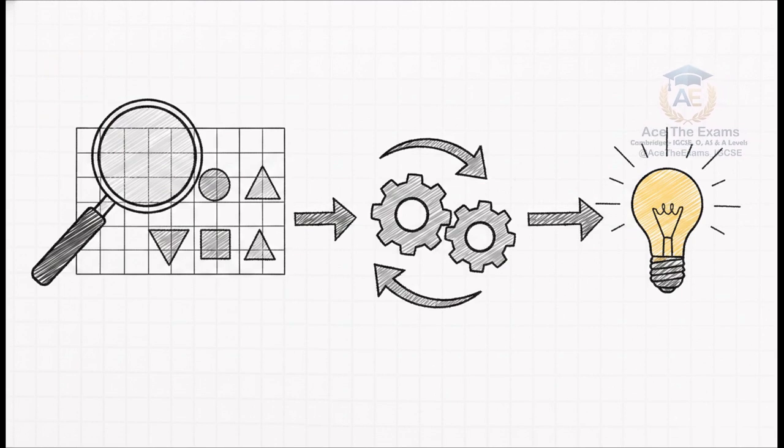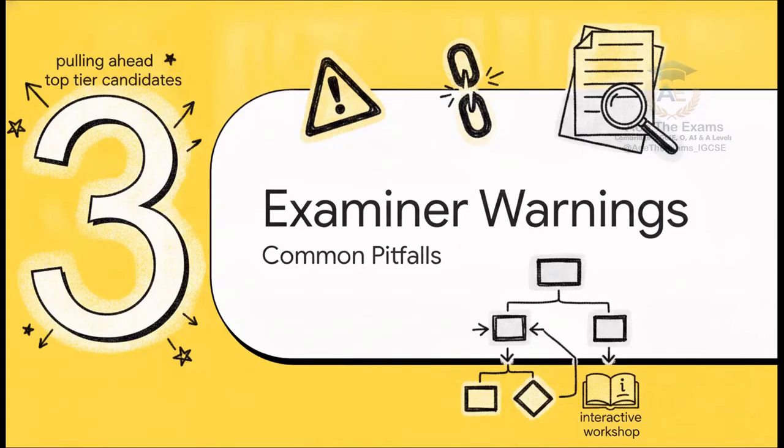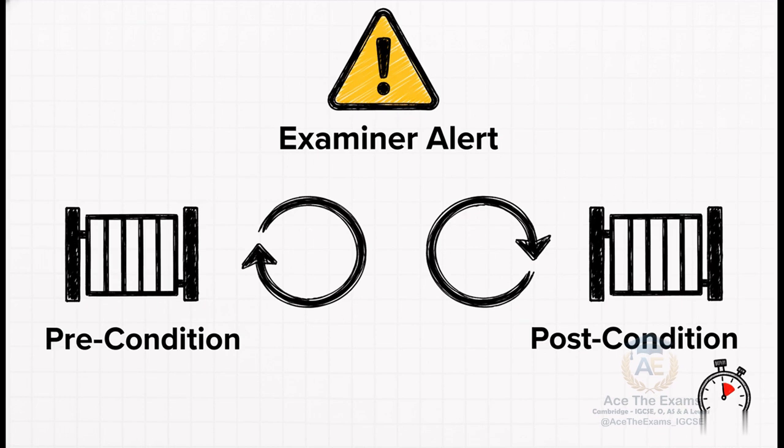All right, let's keep this momentum going into Section 3, Examiner Warnings and Pitfalls. This data is pulled straight from the Principal Examiner reports, detailing exactly where the top-tier candidates pull away from the rest of the pack. The examiners issue a massive alert right here. Candidates consistently confuse key terminology.